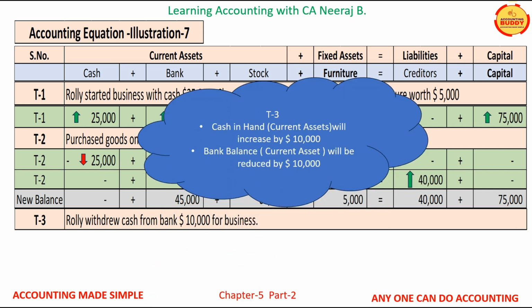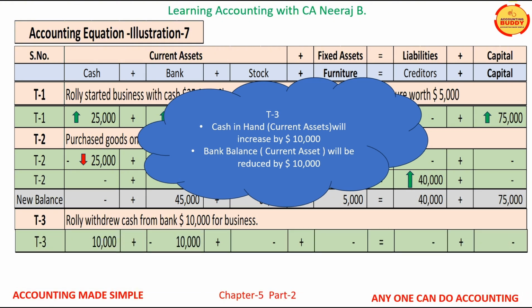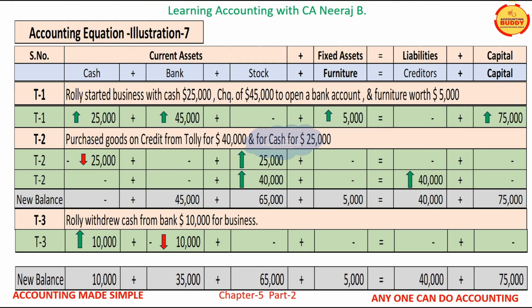If we analyze this transaction, the two accounts which are getting affected are cash and bank balance. Since both cash and bank balance are asset accounts, the effect will only be on the left hand side of the accounting equation. Cash will increase by $10,000 and the bank balance will reduce by $10,000.